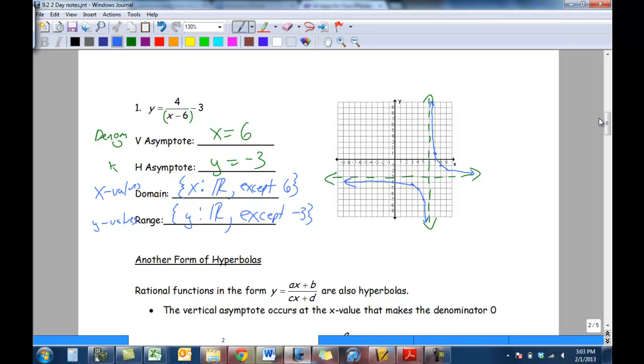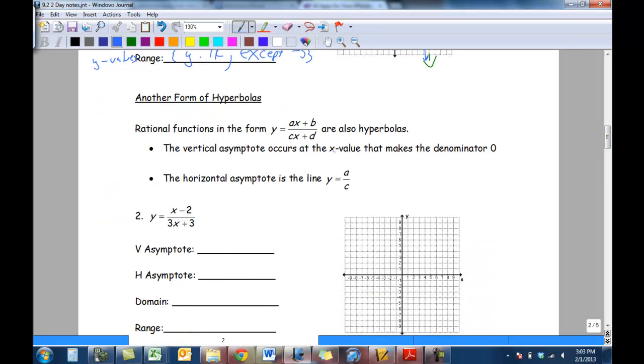All right. Now, there's another form that is also a rational equation. It's in the form of a fraction, but it's a little bit different. Now, the vertical asymptote remains the same. What makes the denominator 0? We'll look at that in just a minute. What makes the denominator 0? But the horizontal asymptote is going to occur a little bit differently. It's going to be y is equal to the ratio of leading coefficients of x. Look at this. Here's A and here's C. Those were the coefficients of x. Y is equal to the ratio of coefficients. Let's do an example here.